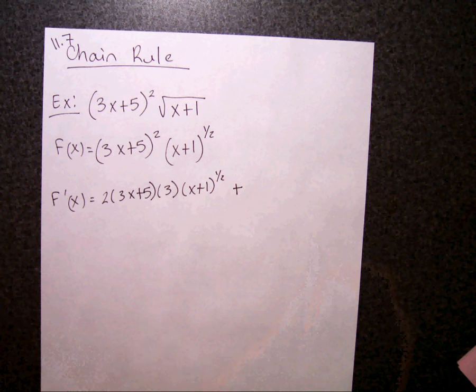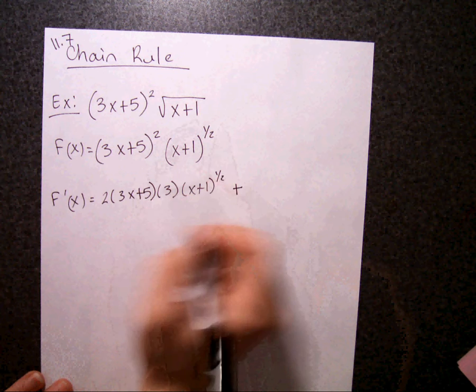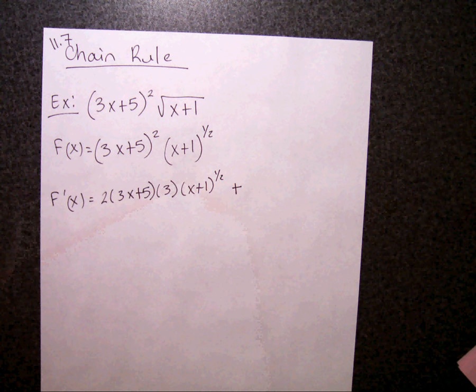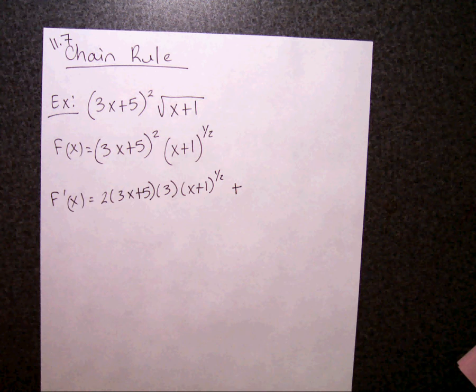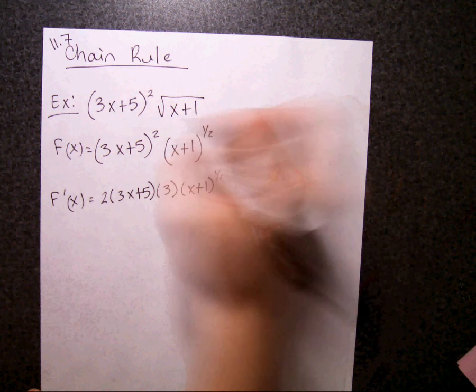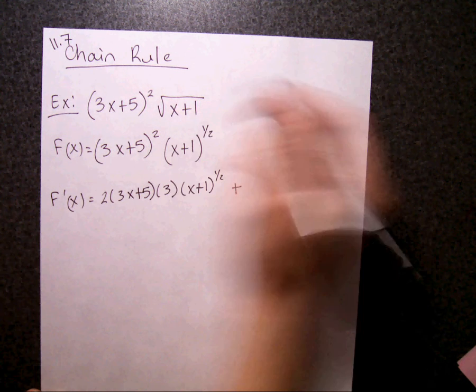Plus, now I'm going to do the opposite. I'm going to take the second function and take its derivative, again using chain rule. So I'll have to take the derivative of the outside, leave the inside still in it. So what is my outside function? x to the 1/2 power, right? It was the square root. That thing's on the outside.